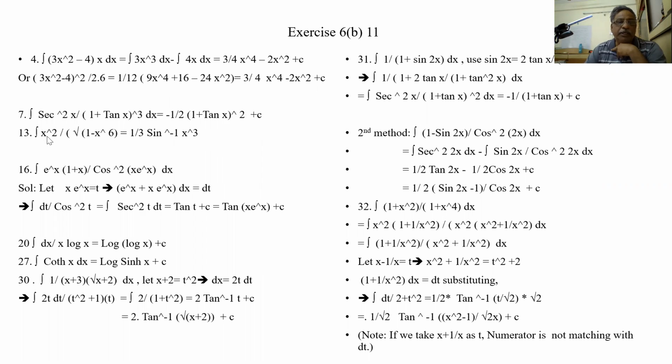Similarly, the third one: integral x square by square root of 1 minus x to the power of 6. So this is making 1 minus x cubed whole square. For x cubed, we have 3x square here, so 1 by 3 into x square. So this is f dash x. So this is sine inverse x cubed by 3, because this is root of 1 minus x cubed whole square. For x cubed, we have an x square supporting in the numerator. Of course, there is a dx here.